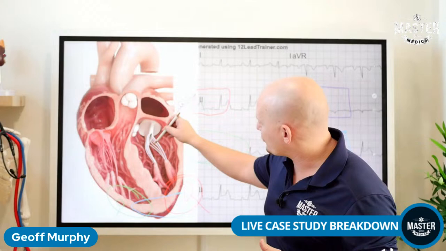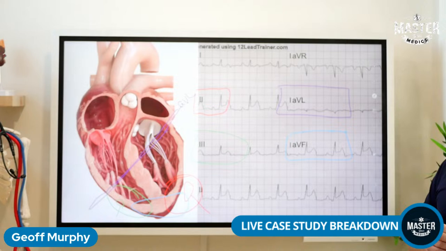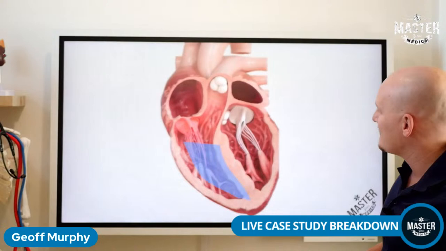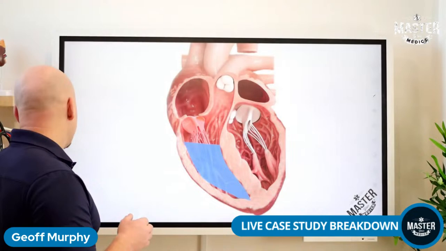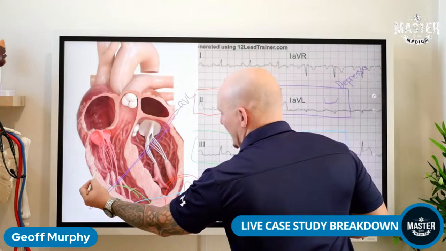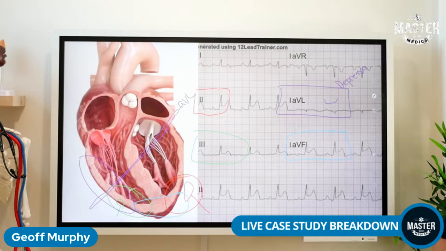And so you can get AVL reciprocal changes that show ST depression. In fact, you can see ST depression very often before you start to see ST elevation in 2, 3, and AVF. Just to go back here again, the reason AVL is so handy is that it's directly looking at the lateral wall. So if you have ST depression in AVL, you likely have a good portion of that muscle that's affected.